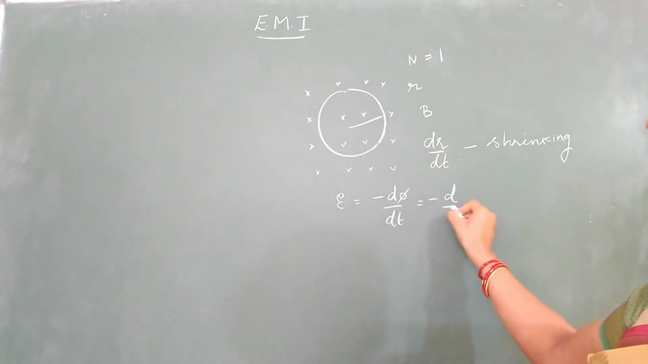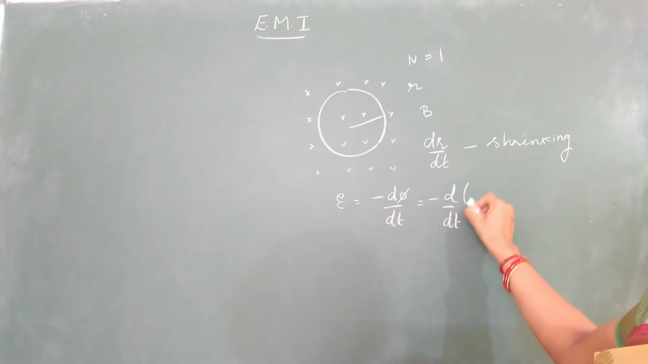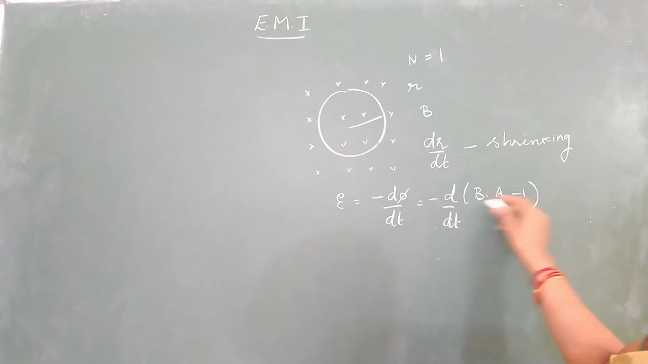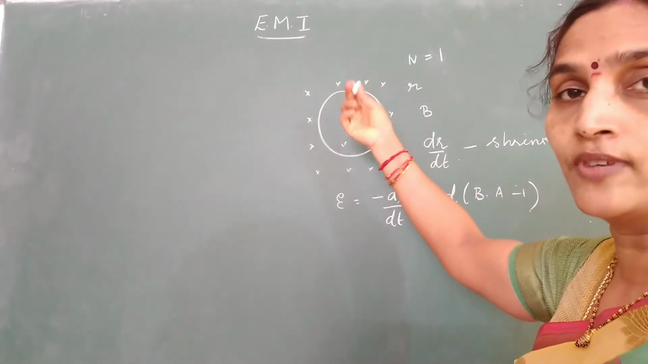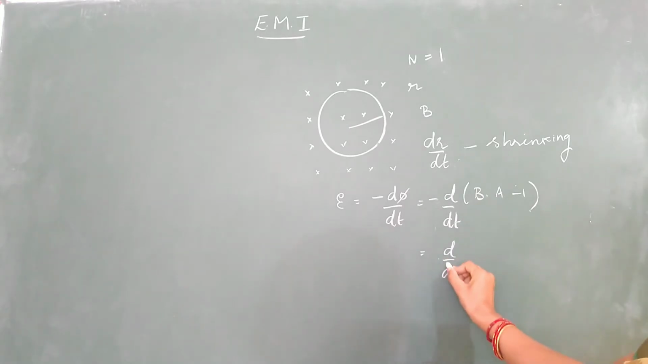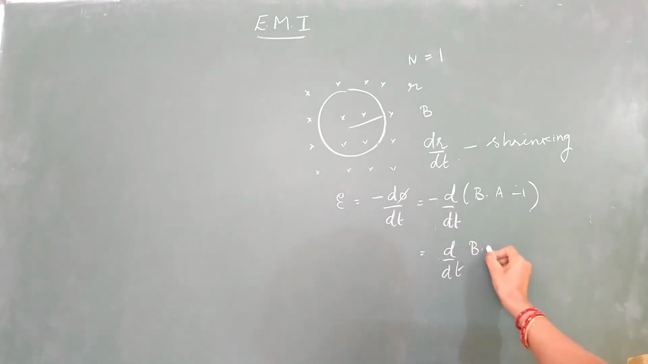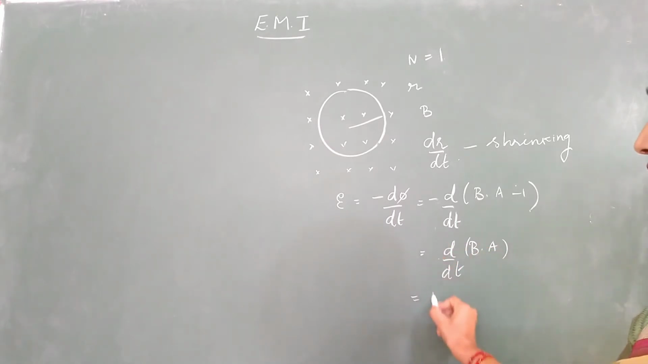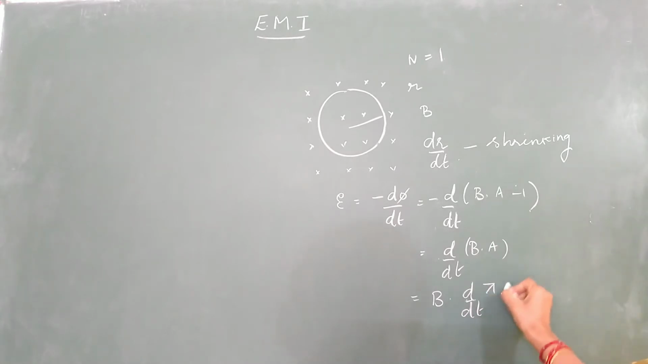Minus d by dt of, I am writing it as B into A, cos 180 is minus 1. Area vector I took outward, magnetic field is inward. Minus of minus, it will become plus d by dt of B dot A. Magnetic field is constant, so it comes out. Is it rate of change of area of the coil? What is area of a circle? Pi r square. Differentiate this relation.